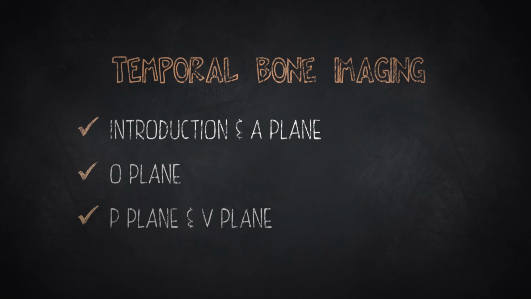So the A plane, the O plane, the P plane, and the V plane are actually transverse axial planes that we'll use to go through not only the anatomy, but also a pathology that is usually seen best at those levels.